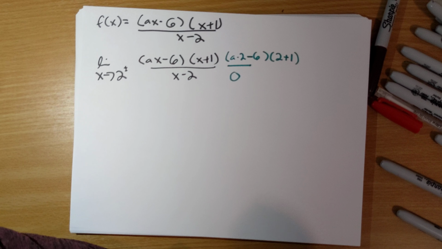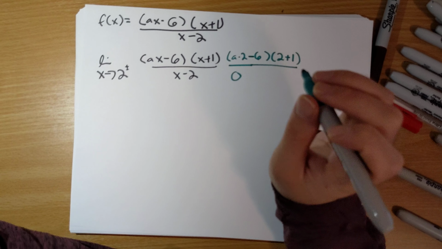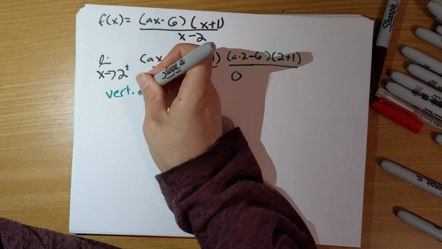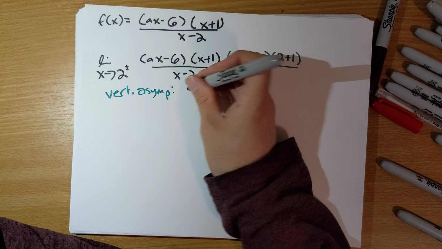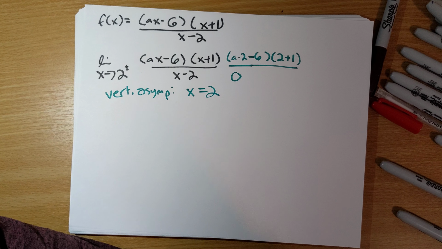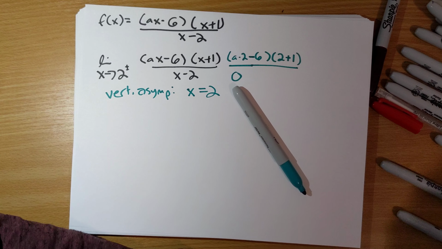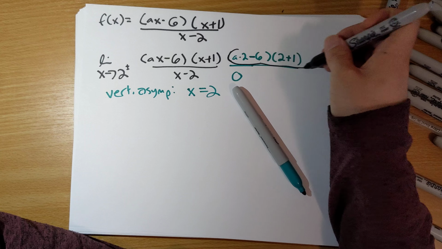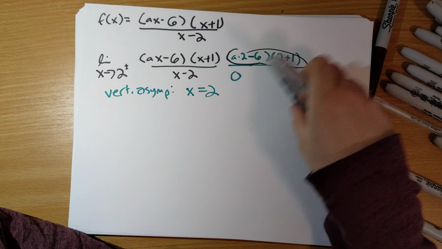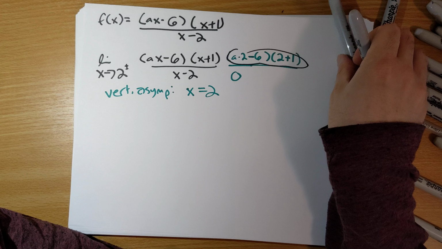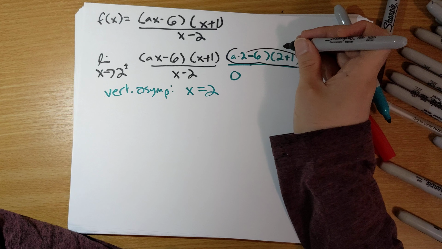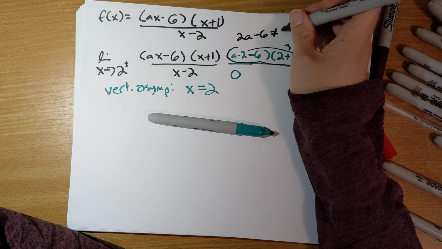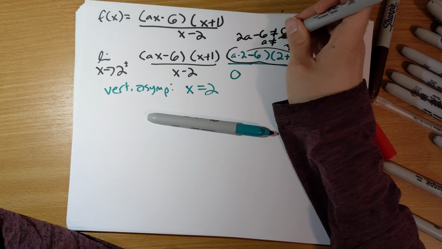And the thing is that, to have a vertical asymptote, and the vertical asymptote would have equation x is equal to 2, we have this as long as the numerator is not equal to 0. 2 plus 1, that's 3. That's not going to be 0. We want 2a minus 6 to not equal 0. And so that is a is not equal to 3.